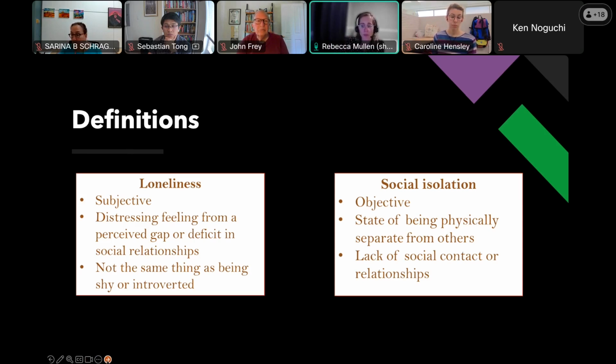What you'll see here is that we're really talking about two different aspects of lack of social connections or relationships. And this is technically not the same as social support or social integration, for example. These are really different concepts.